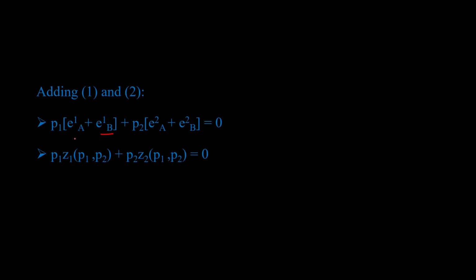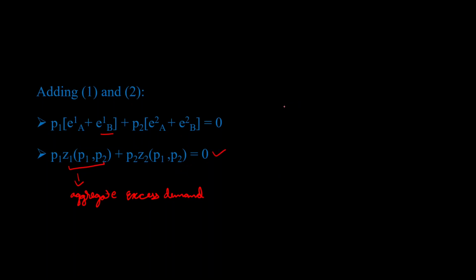So E1a plus E1b is your total excess demand for good 1, and we can also call that your aggregate excess demand for good 1, and that we are going to represent by Z1. So Z is your aggregate excess demand function, and similarly you have it for good 2 as well. So in the end you get P1 into Z1 plus P2 into Z2 is equal to 0. That is, the sum of your aggregate excess demand is equal to 0, which is exactly what the Walras law is saying.